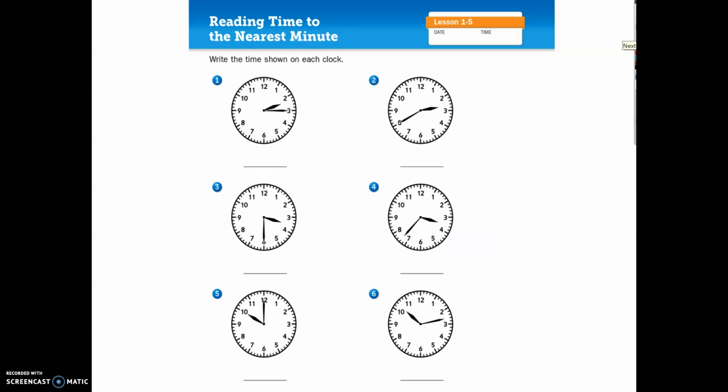In your math journal, this is page 8. So page 8 in your math journal, you are going to write down the time shown on each clock, and you're going to show it to the nearest minute. So whatever minute tick line the minute hand is pointing to, that's the minute that you need to write down. You can do that now. You can stop the video and do it now, or you can wait until I'm finished with the lesson. It's up to you.